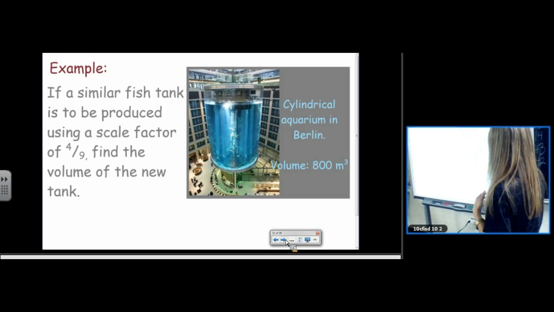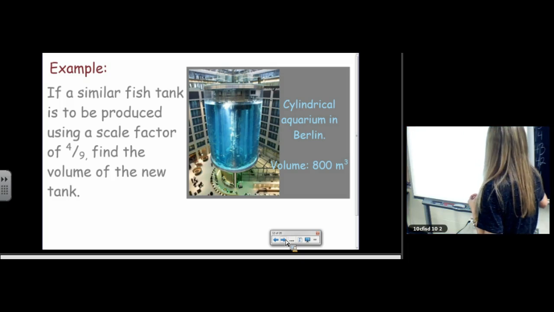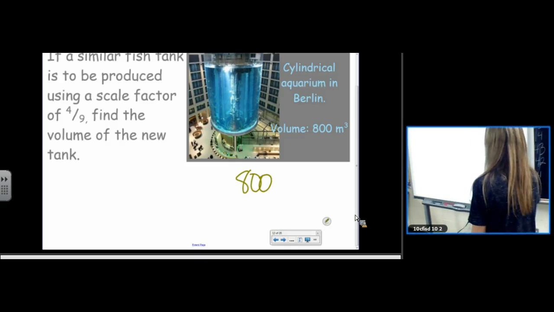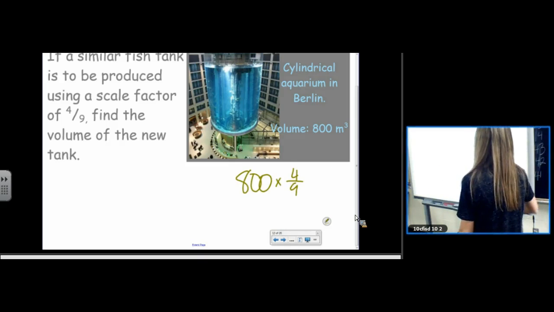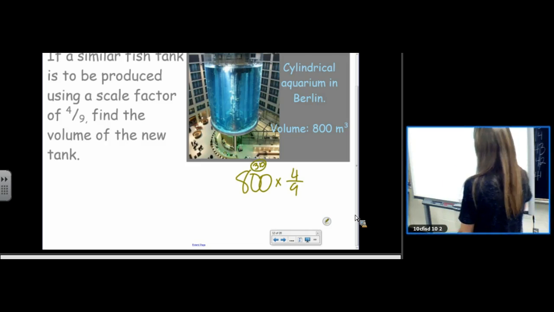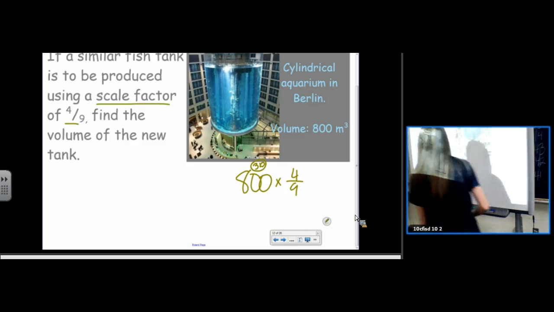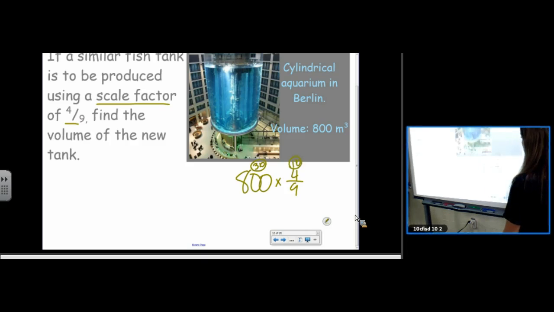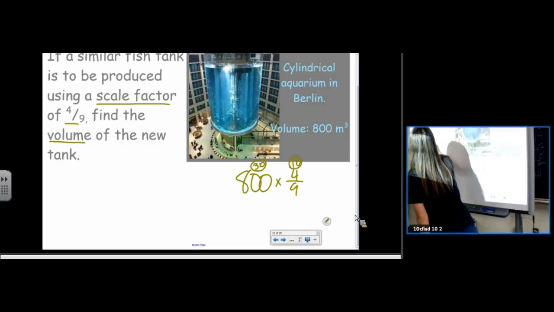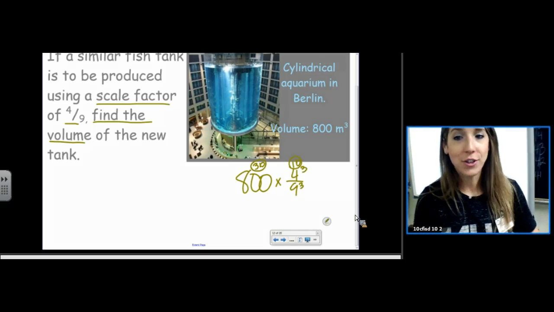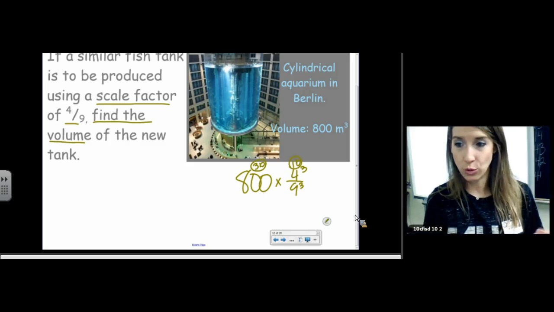So I'm going to teach you 2 ways to do this. One way would be 800 times my scale factor. But before I multiply, I'm going to make sure volume is 3D. Uh-oh. Scale factor is just the factor of the dimensions. It's always 1D. So I cannot multiply these. I need to convert everybody to 3D because I need to find the volume. So I could do 800 times my scale factor cubed.